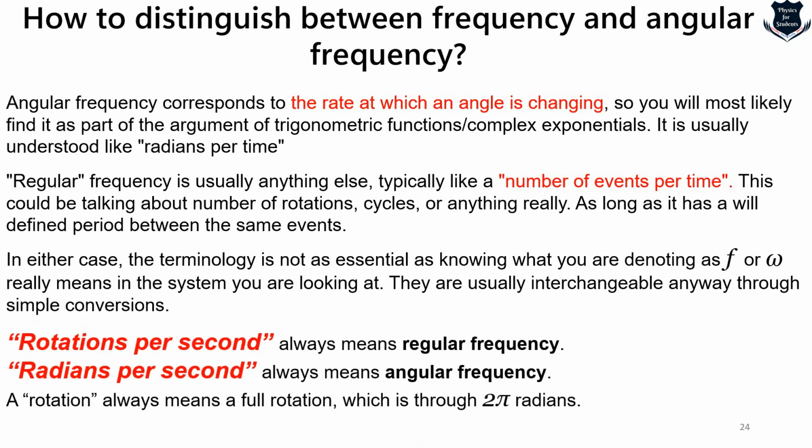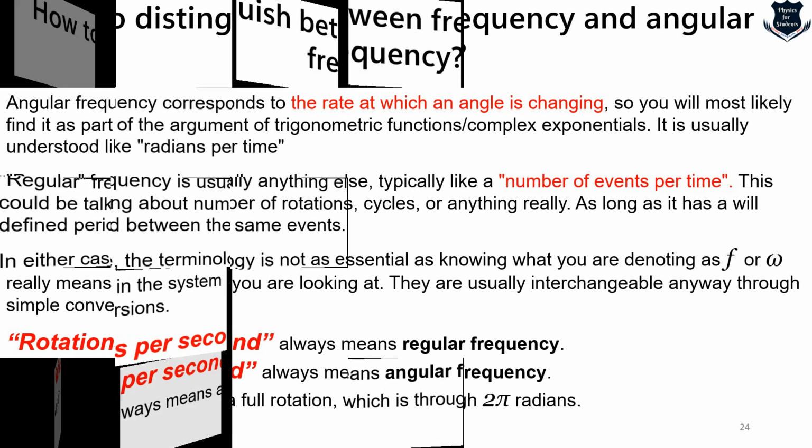Also remember this one, which is very easy to understand. Regular frequency is rotations per second. Angular frequency is radians per second. A rotation means a complete rotation, which is obviously 2 pi radians.